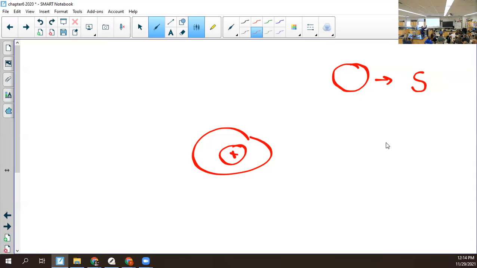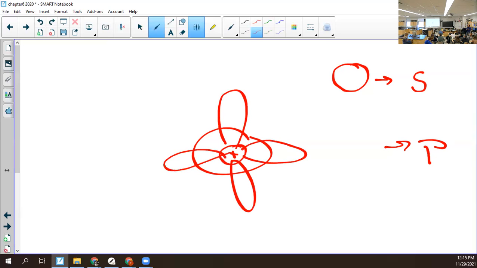When you're drawing your atom, if it's a circle, what letter are you going to call that? An S. It's S for spherical, if you feel like writing that. It doesn't really relate, but whatever. Okay, who remembers what the next thing was? Who jumped ahead and knows the letter? P. But what shape was it? It was the petals, or I call them propellers. The book calls them dumbbells. It doesn't matter.